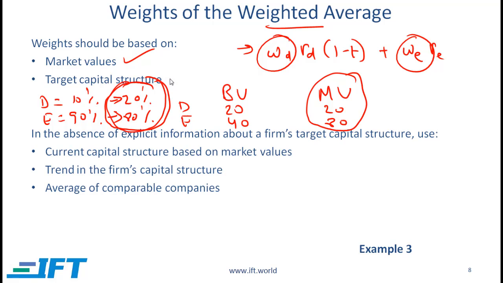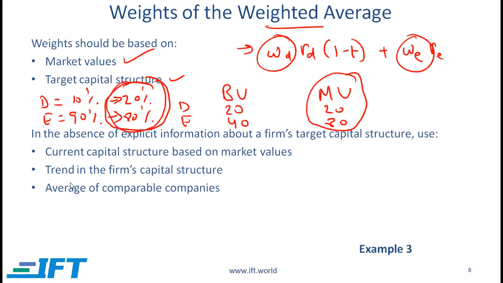In any case, point to remember: when given a choice between current capital structure and target capital structure, you need to use target capital structure in coming up with the weights. Practically speaking, there will be situations where you as an analyst do not know the target capital structure. So what do you do? The simplest thing is to use the current capital structure, assuming that the current capital structure represents the target capital structure. Another strategy is to look at the trend.